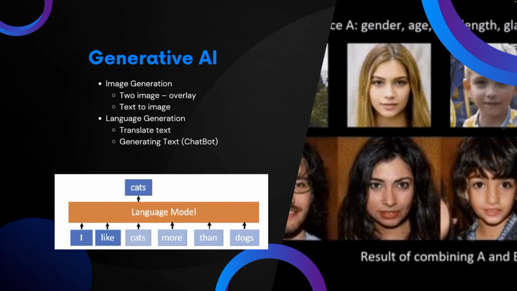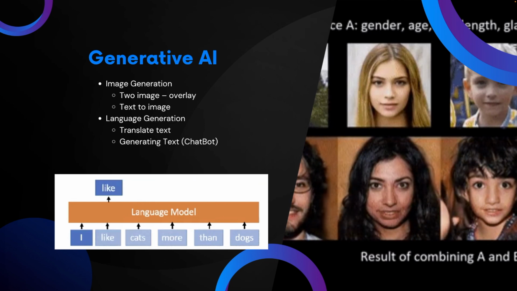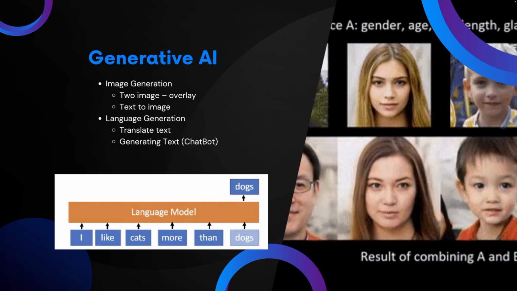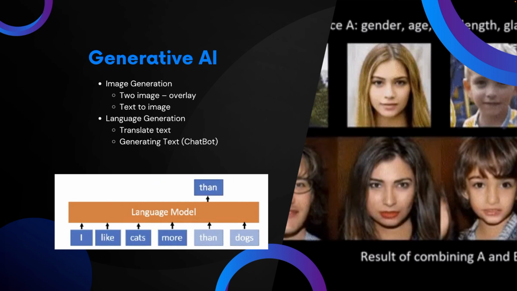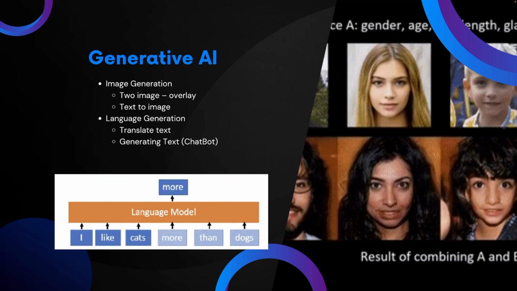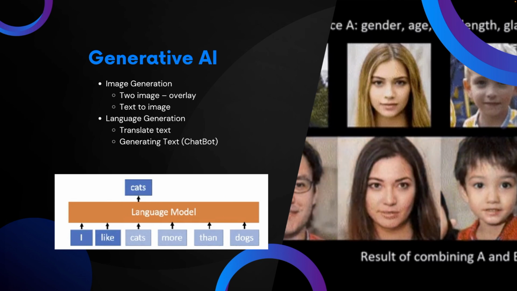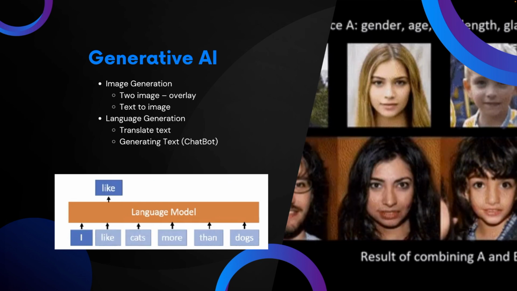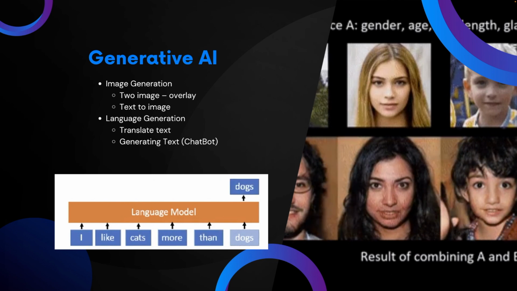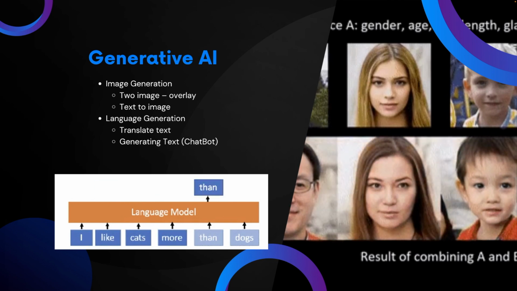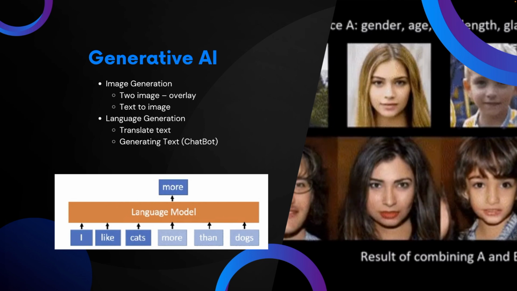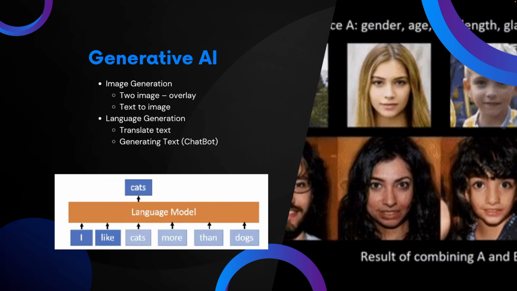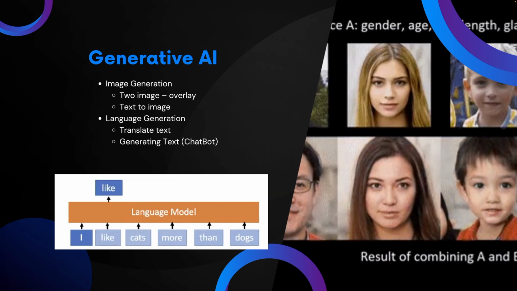Common image generation tasks are overlay and text to image. In overlay, you have two images where one is the base image and the other is the style image. Given those two images, the objective of the model is to generate a third image where the base image would contain the element of the style image. In text to image, a model is provided a description of the image that you would like to generate, and the model would end up generating the image given the text.